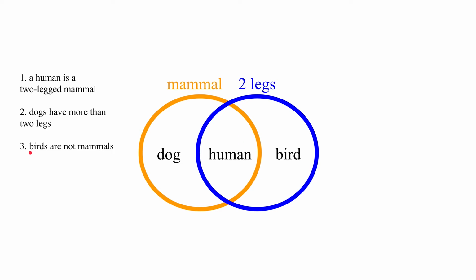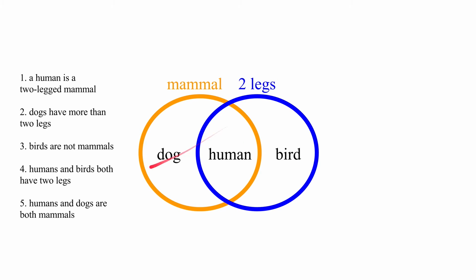The third statement we can make is actually logically very similar to the second statement. It tells you that birds are not mammals, and that's because birds are outside of this orange mammal circle. The fourth statement we can make is that humans and birds both have 2 legs, and that's because both humans and birds are the 2 sections inside of the larger blue circle that shows us all the two-legged animals.